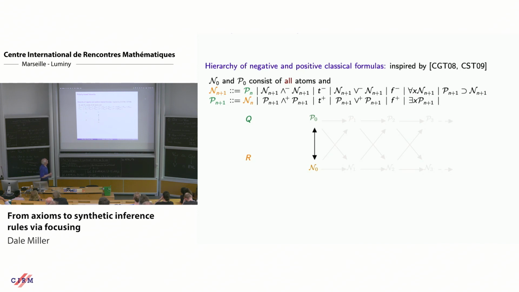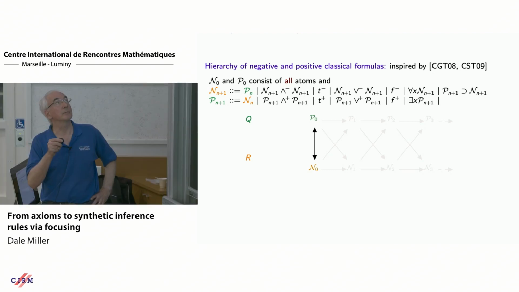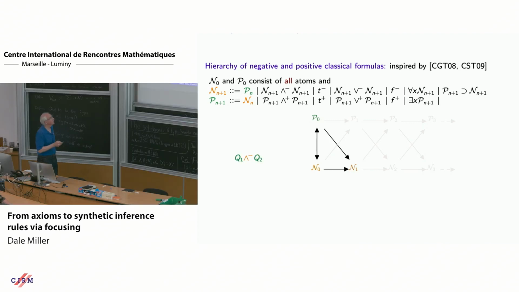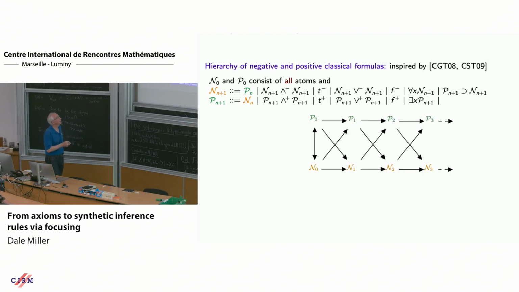So here's a hierarchy, and it's kind of the obvious one now. Independent of how the atoms are polarized, we'll say N0 and P0 are the same and they consist of all atoms, positive or negative. But then we'll start building up formulas so that the next level of negative formulas, N n plus 1, are built from positive ones of the lower fragment, or you take negatives of the fragment you're in. Okay, so you're stratified like this. I'll give some pictures in a moment. But you get a rather familiar sort of hierarchy.